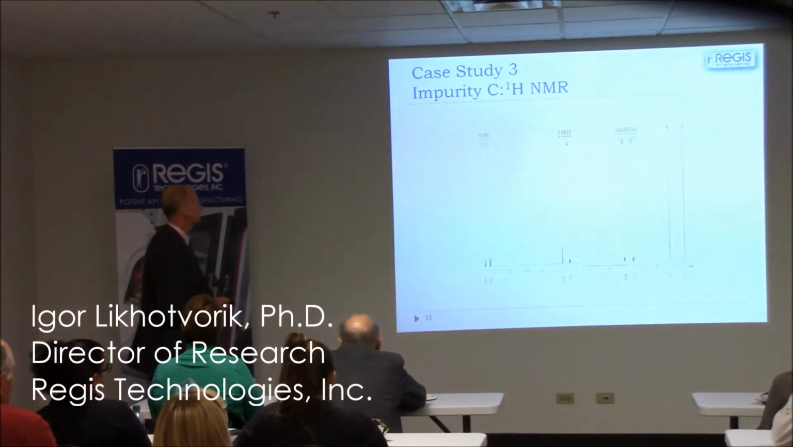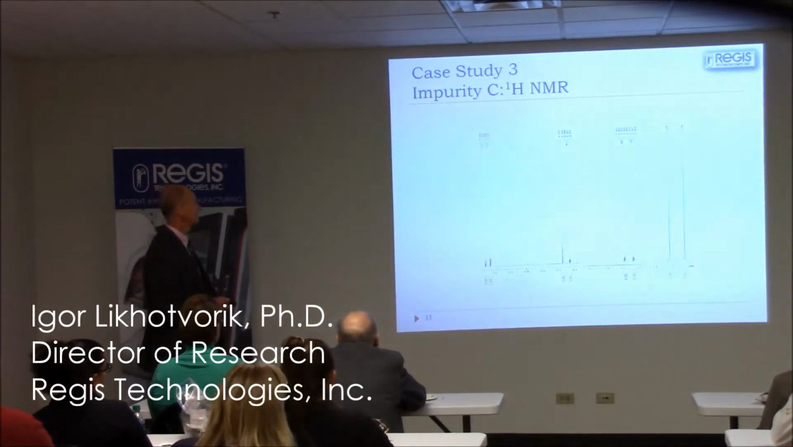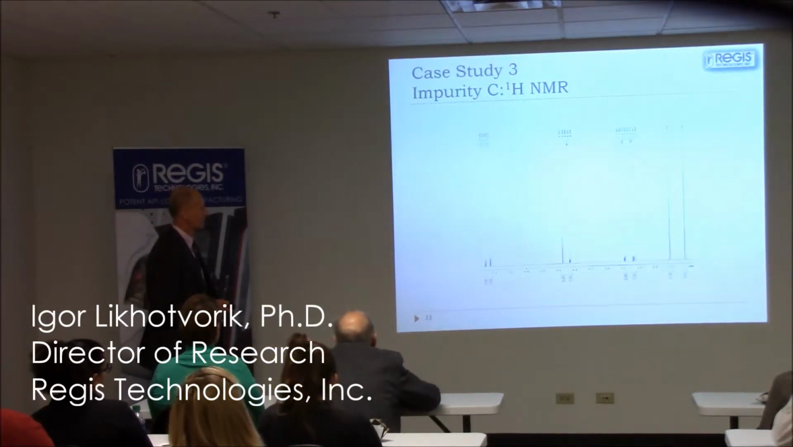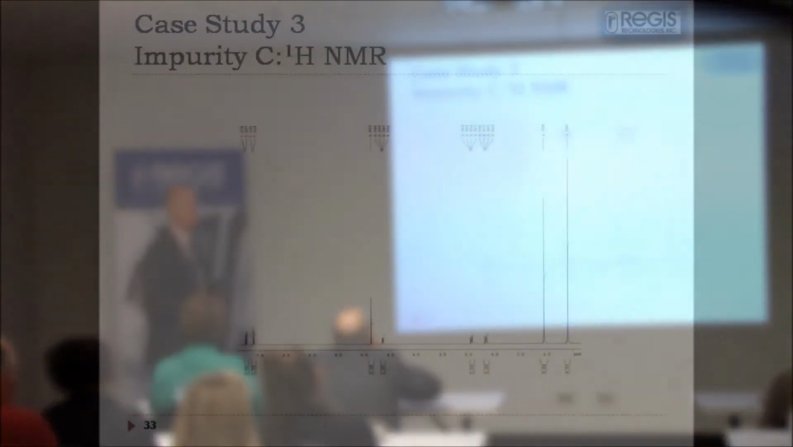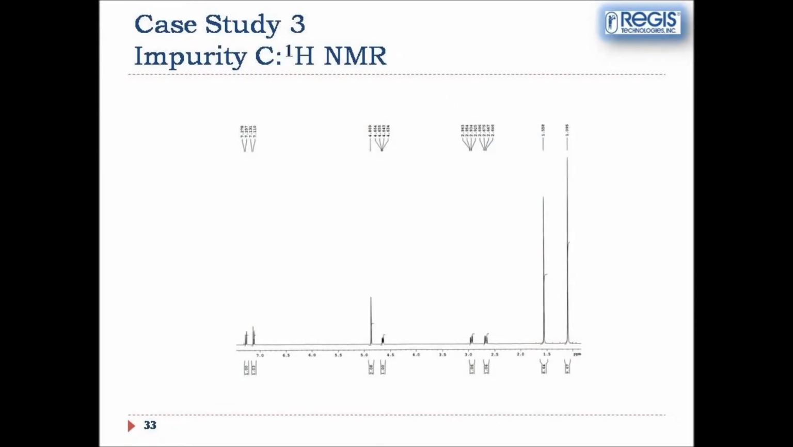And the case study number 3 shows another example of how the structure was resolved. In this case, though, you see only one proton spectrum with no deuterium exchange. Although deuterium exchange was done, we found there was no exchange for the reasons which we'll discuss later.